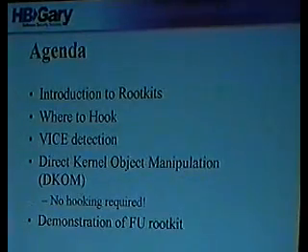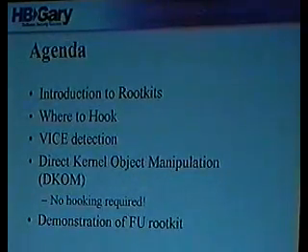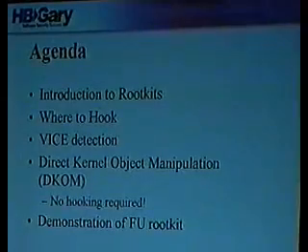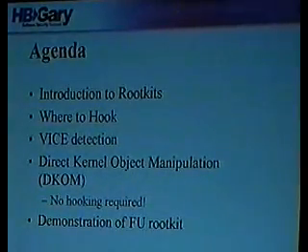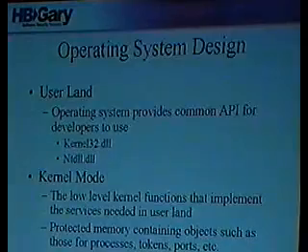So what we're going to do, we're going to talk about hooking and how a lot of really lame rootkits hook in user land and so forth. Then we're going to talk about the tool Vice to detect it. Then we're going to talk about direct kernel object manipulation, which is incorporated into FU, and a demonstration.